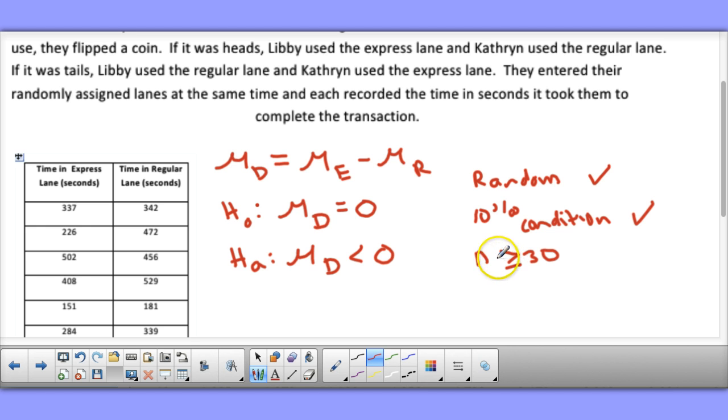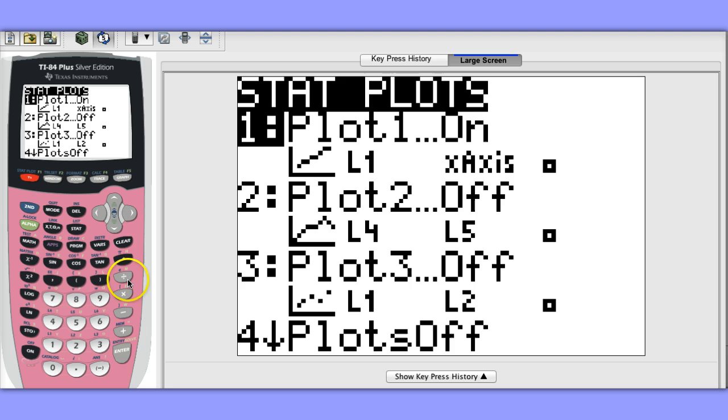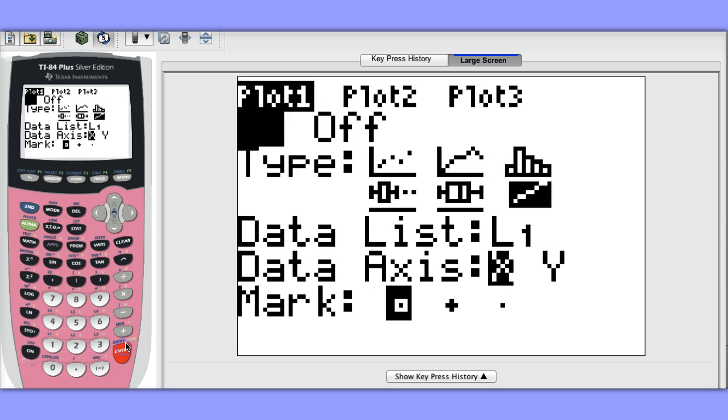So what we need to do is go to our calculator and look at a normal probability plot of the differences or a histogram of the differences to see if it's reasonable to assume that the population distribution of differences is approximately normal. So let's go to our calculator for that. And we hit second, stat plot. And here I have a normal probability plot. Let's do a histogram this time.